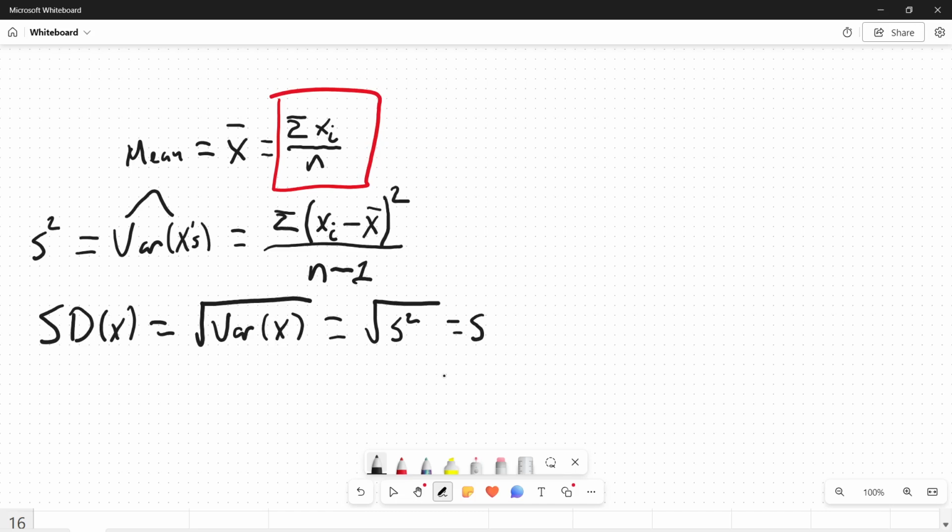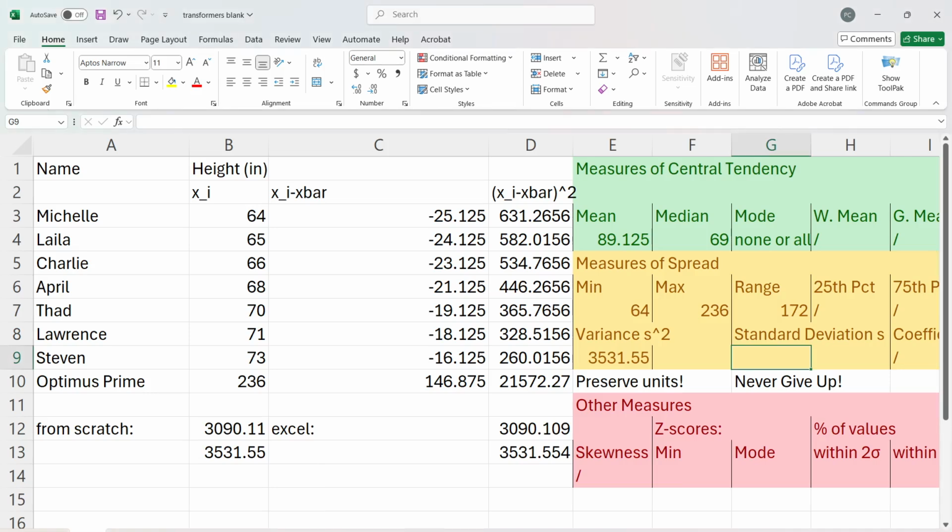Notice also the way that this notation is built to remind you what everything is. That number we just saw, 3,000, is a lot bigger than the numbers that go with the height of the people in this data set. So how can it be that the spread of these numbers is measured in the thousands when the largest number, which is even ridiculously large because it's Optimus Prime, is 236? Well, it's in the thousands because the units on these are squared. That's why we don't like variance, and that's why we remark that variance is s squared. Standard deviation is the original s.